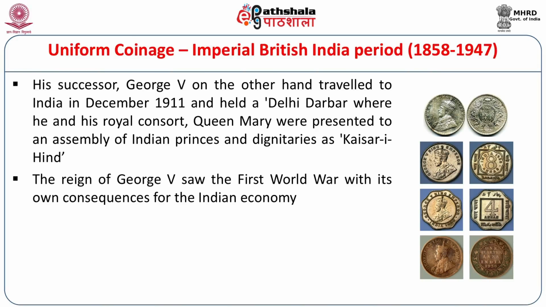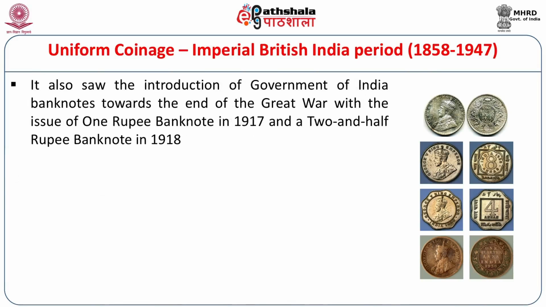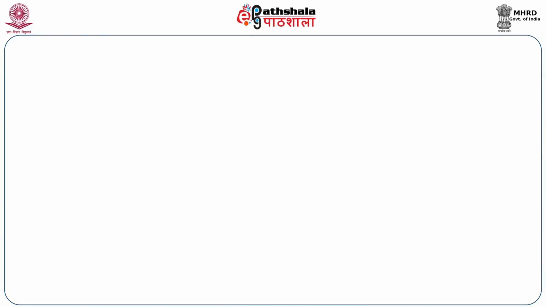It also had consequences for the Indian economy, chief amongst which was the introduction of Government of India banknotes towards the end of the Great War, with the issue of 1 rupee banknotes in 1917 and a 2.5 rupee banknote in 1918. The 2.5 rupee banknote was issued basically because this was the exchange value of the rupee to the US dollar at that period.